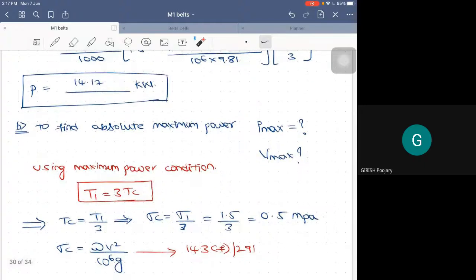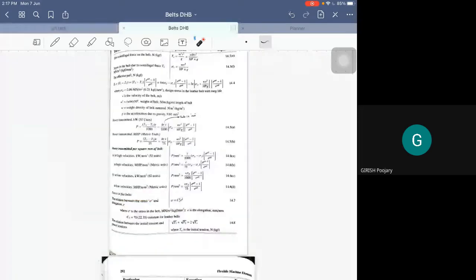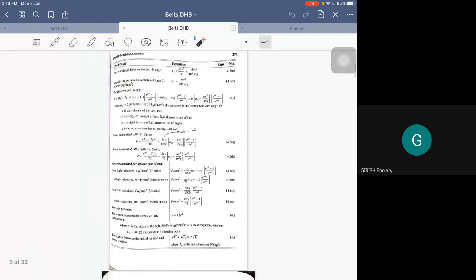Next, you have to calculate the value of sigma c, the centrifugal stress. You can get this in equation number 14.3f, page number 291. Kindly have a look into the data handbook before you take that particular equation. Don't just blindly take it. You have it here.